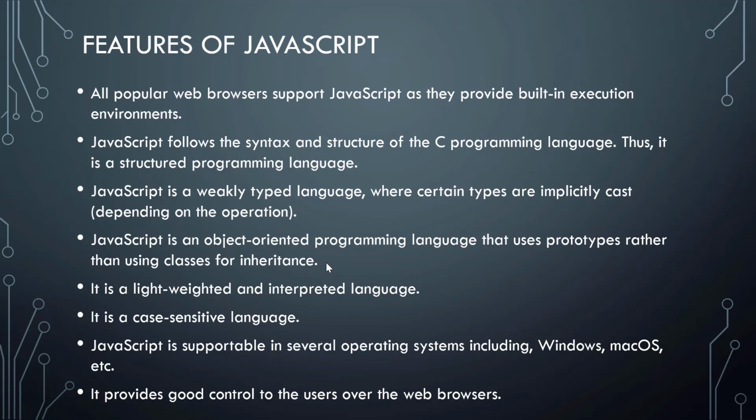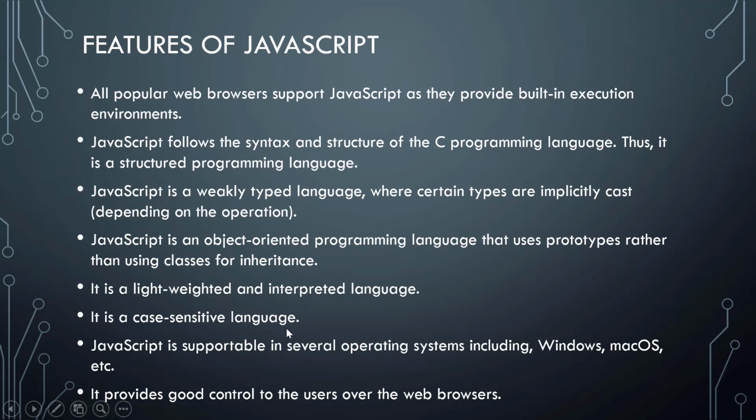That's there in Java. Here it's a different way to do it, and it's a lightweight and interpreted language. Some languages like C, C++ are compiler based languages, but JavaScript is an interpreted language. So what is meant by interpreter? The execution of JavaScript will be executed line by line, and it's a case sensitive language, guys.